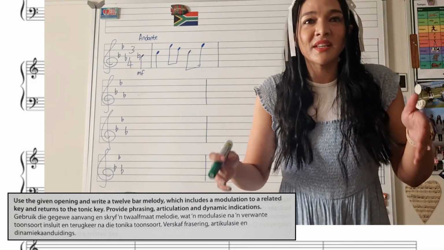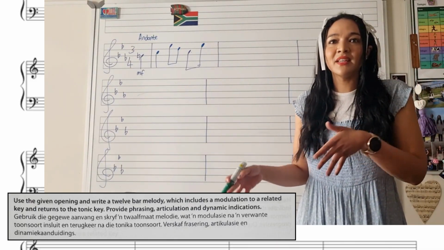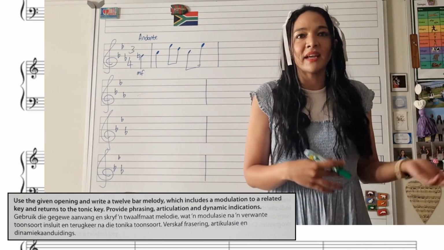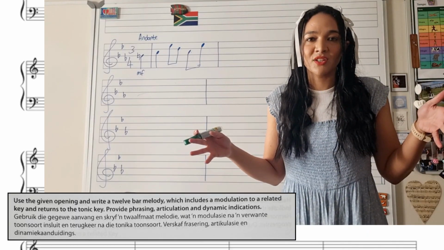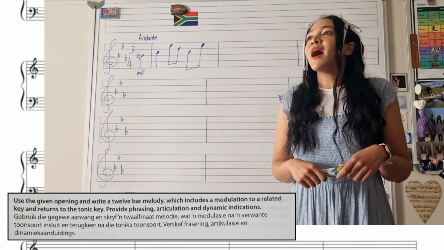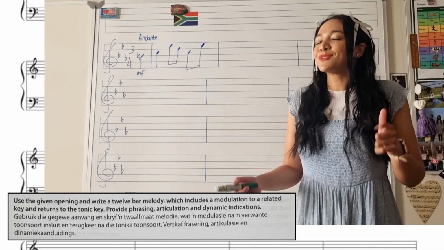They do tell us, use the given opening and write a 12-bar melody which includes a modulation to a related key and returns to the tonic key. Provide phrasing, articulation and dynamic indications. So that's a lot to ask of us, but we are clever and we know what to do.